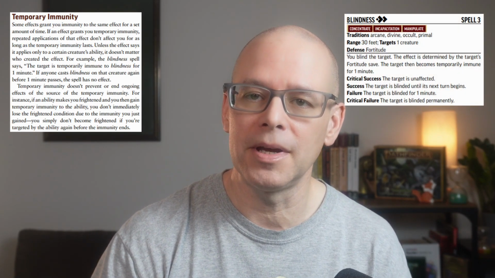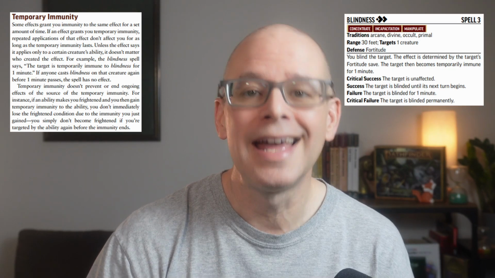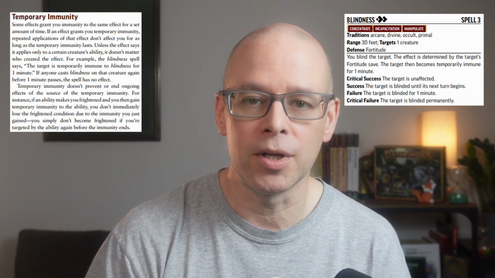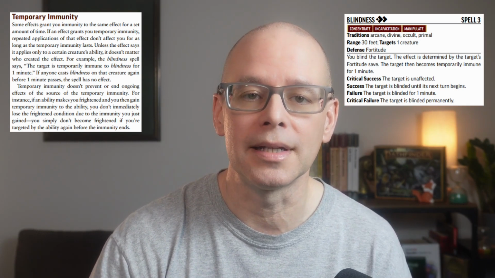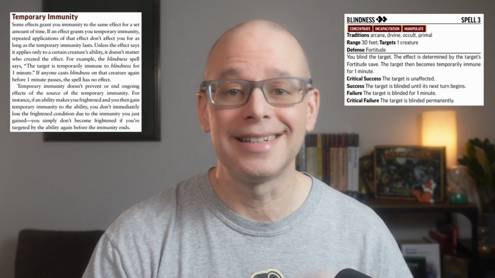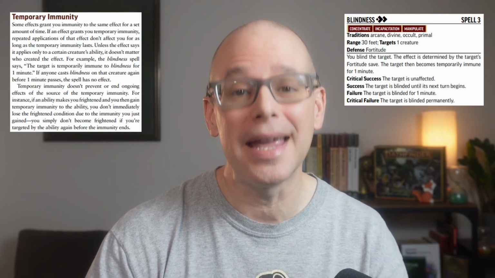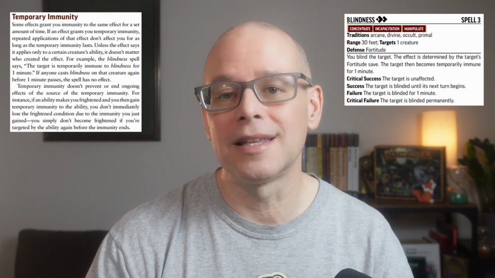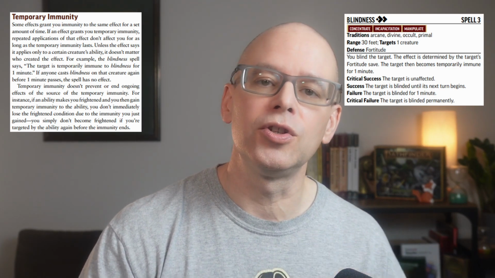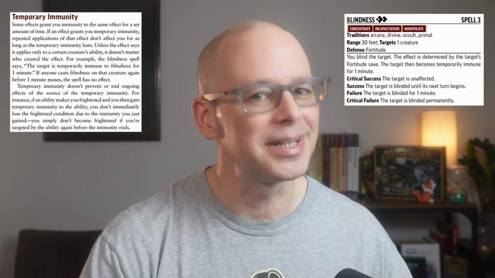So, the blindness spell grants temporary immunity, stating the target is temporarily immune to blindness for 1 minute. If another creature attempts to cast blindness within the 1 minute time frame, the spell will have no effect due to that temporary immunity that's explicitly stated in the spell. And another thing they mention is ongoing effects and temporary immunity. Temporary immunity does not prevent or terminate ongoing effects caused by the source of that particular immunity.